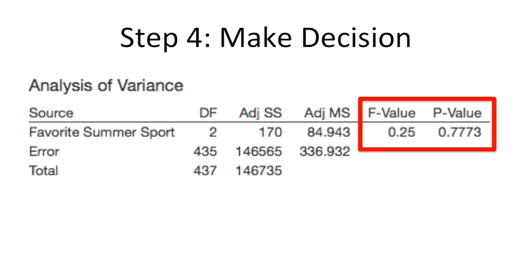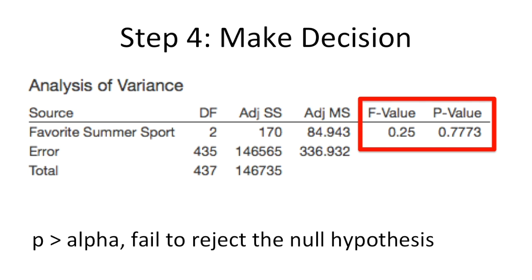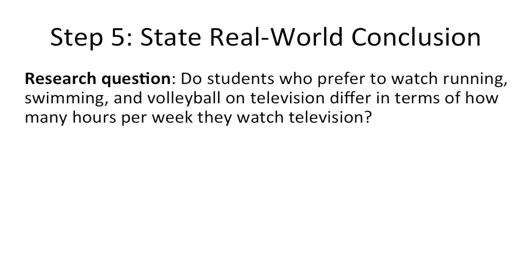Step 4 is to make a decision. In this case, our p-value is 0.7773. This is greater than the standard alpha level of 0.05, so we failed to reject the null hypothesis. In step 5, state real-world conclusion.